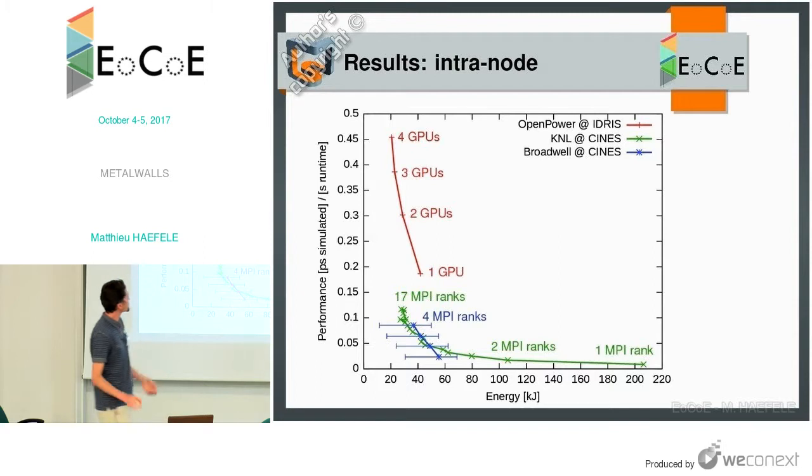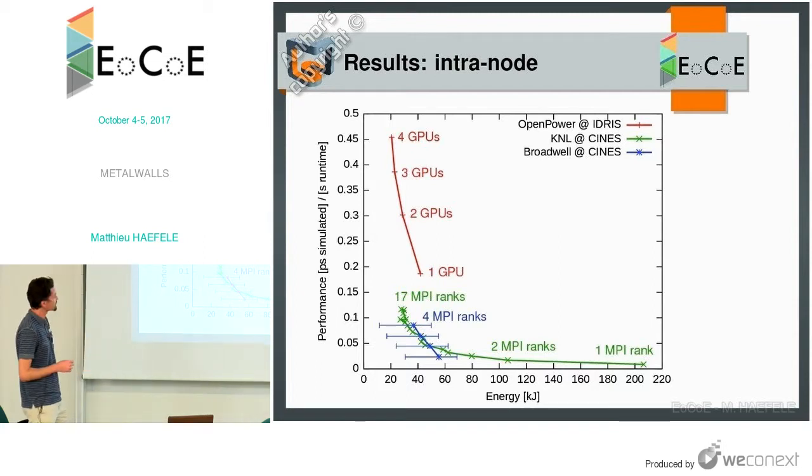So let's have a look at the results. These results are for these three machines, intra-node, so how the code scales inside the node. That's going to the top left, so we have super linear scalability. That looks great, but that's wrong, in fact.